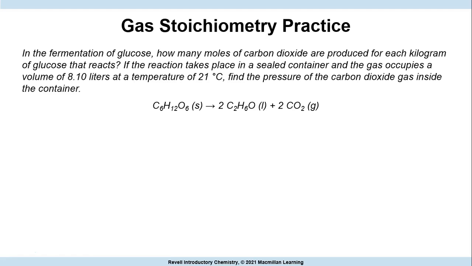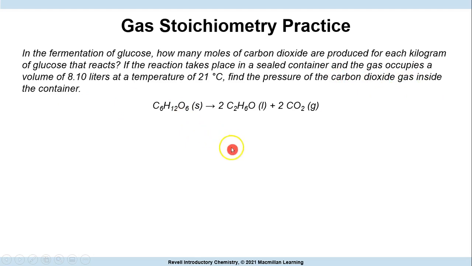So we are asked to calculate, if we use 1 kilogram of glucose, how many moles of carbon dioxide are produced. The first thing that we are going to do is convert the grams of glucose to moles of glucose, from moles of glucose to moles of carbon dioxide, and then from the moles of carbon dioxide, we are going to find the pressure. So we are asked here, find the pressure of the carbon dioxide gas inside the container.